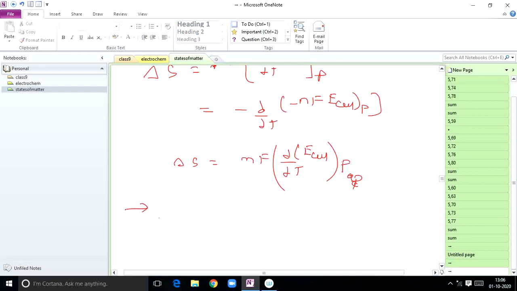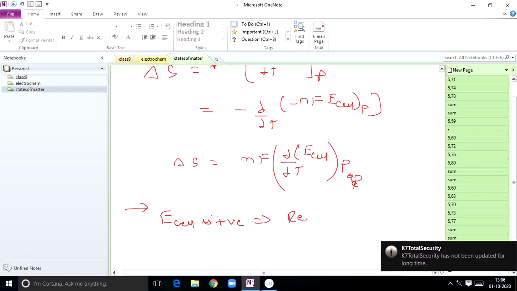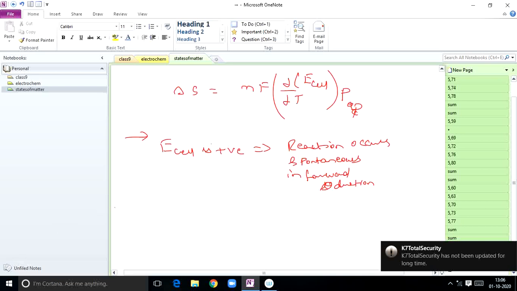So the conclusion, students: when the EMF of the cell is positive, the reaction occurs spontaneously in the forward direction. That is an important point. So it is spontaneous. So the EMF of the cell must always be positive.